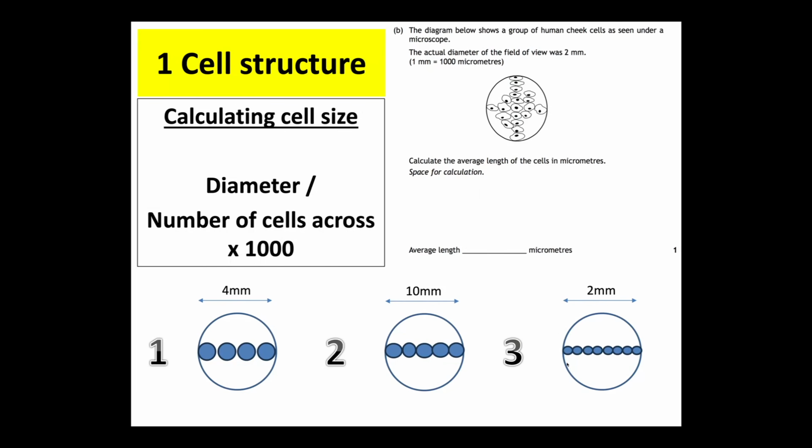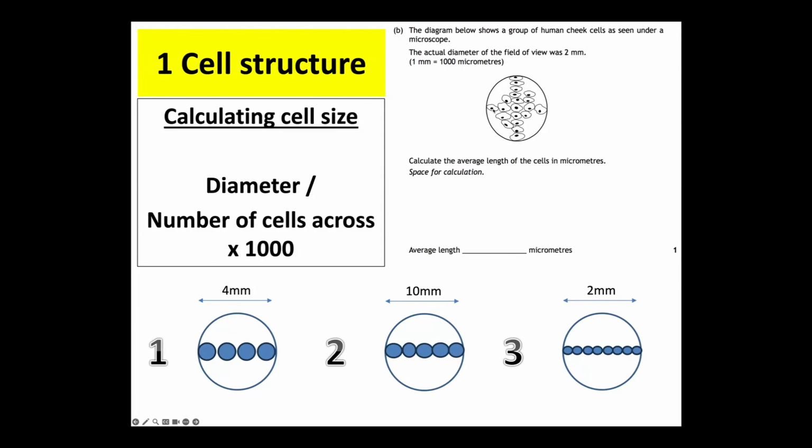So the last thing that we're going to cover in this first topic is how we calculate cell size. Now, calculating cell size is a common calculation that we have to do in the exam paper. It's come up a few times, so it's worth being able to work out how to do this. Now, this excerpt from one of the past papers is shown on the screen here, and it says, the diagram below shows a group of human cheek cells as seen under a microscope. And we can see them here in this field of view. The actual diameter of the field of view was 2 millimeters. Okay, that's an important detail, the 2 millimeters.